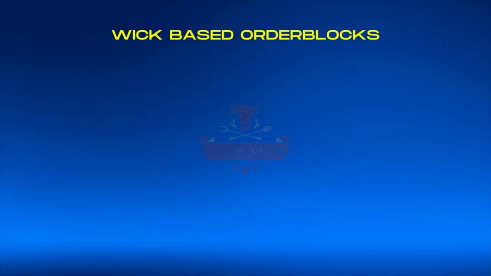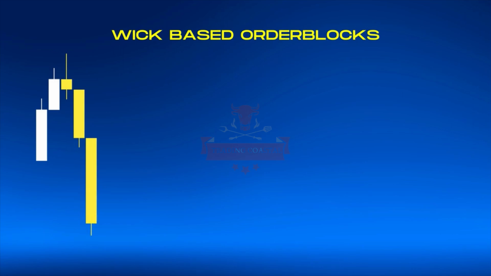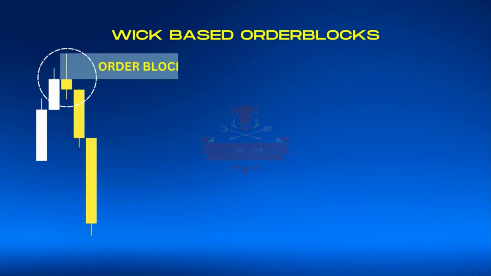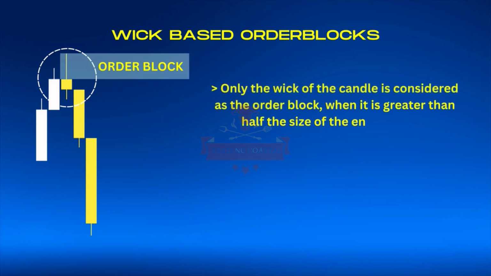The third type is the wick-based order block. In a bearish scenario, a wick-based order block occurs when the shadow or wick of the last bullish candle, or the first weak bullish candle, is greater than half the size of the entire candle's body. In this pattern, only the wick of a candle is considered as the order block, disregarding the candle's body. This provides an optimized and smaller zone, compared to considering the entire candle size as our area of interest.